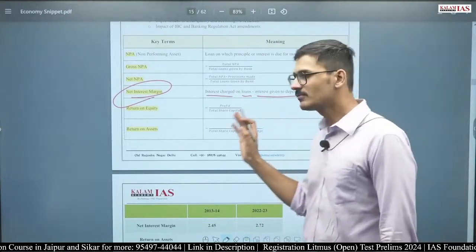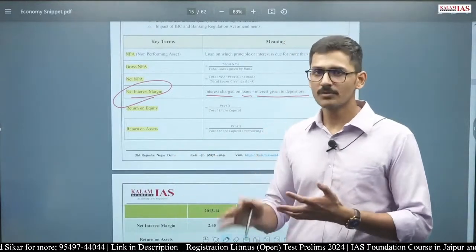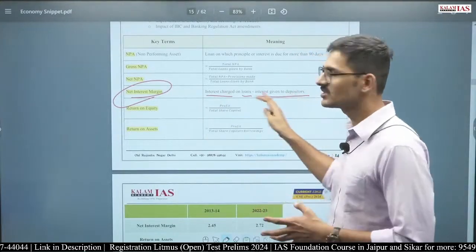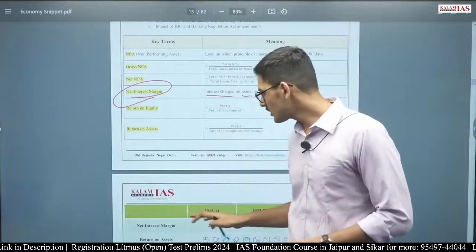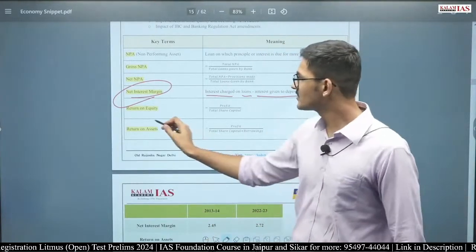That's it. It should be enough to cover all the operating cost and profit of the bank, but you do not need to go into that. You just know this definition, just this equation. That is more than enough to solve any conceptual question on net interest margin. Next is return on equity.